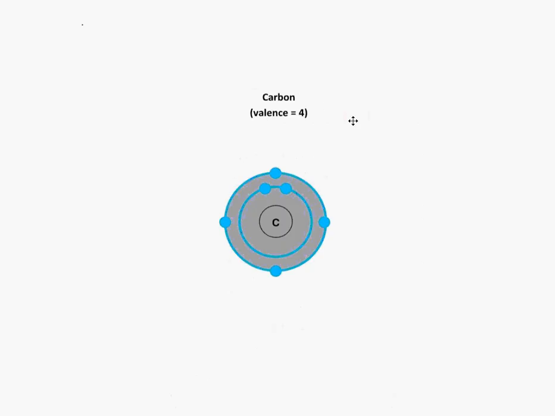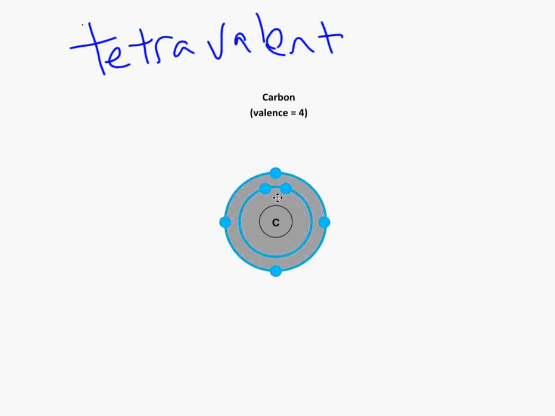Here's carbon here. Carbon is tetravalent, which means that it has 4 available spots in its valence shell. Tetra meaning 4, valent of course, valence shell. This tetravalence allows carbon to kind of act like an intersection between lots of different molecules. It allows it to make many different kinds of connections.